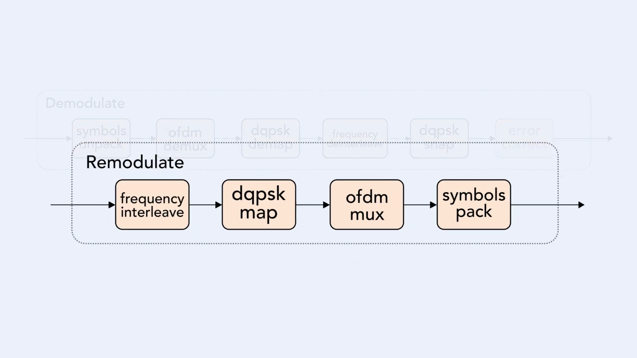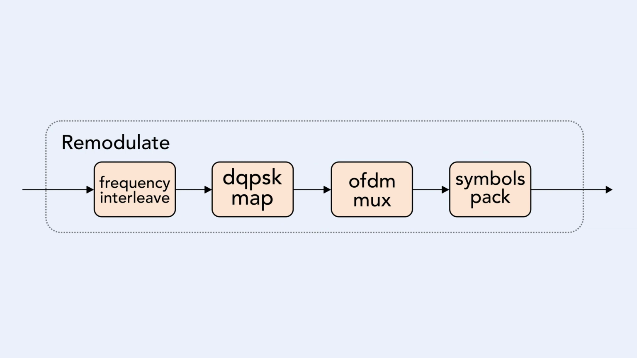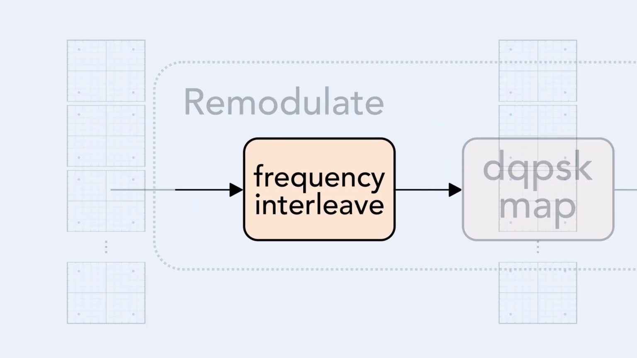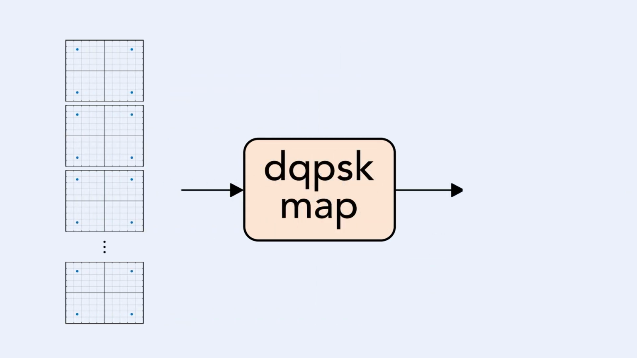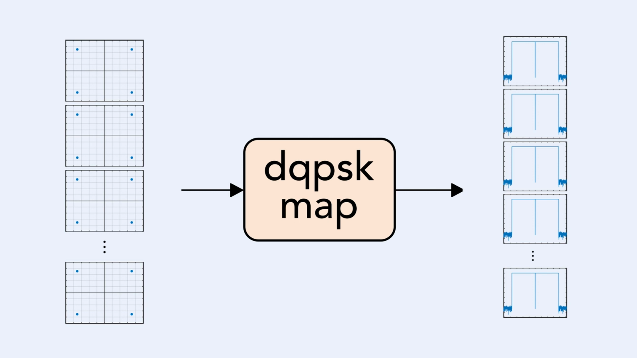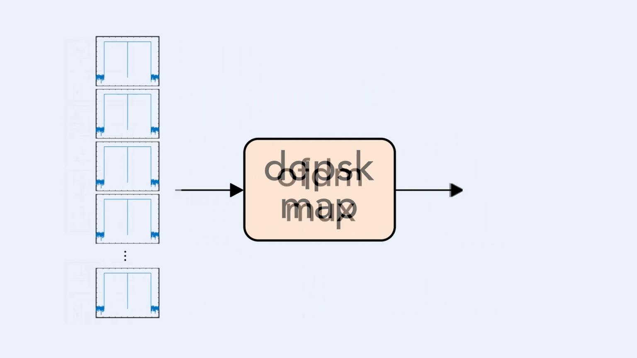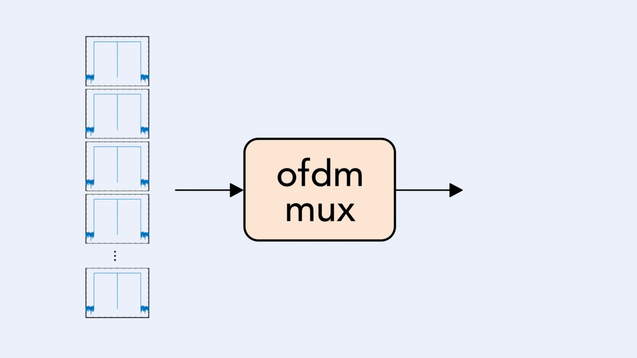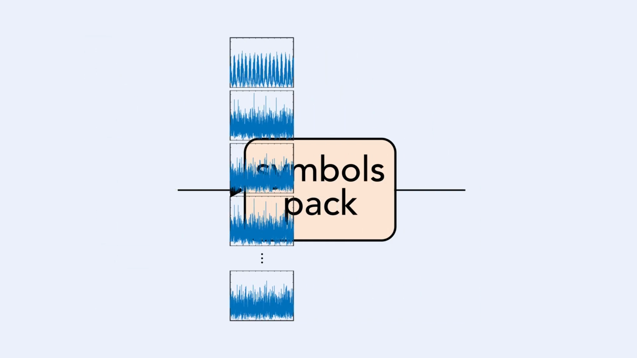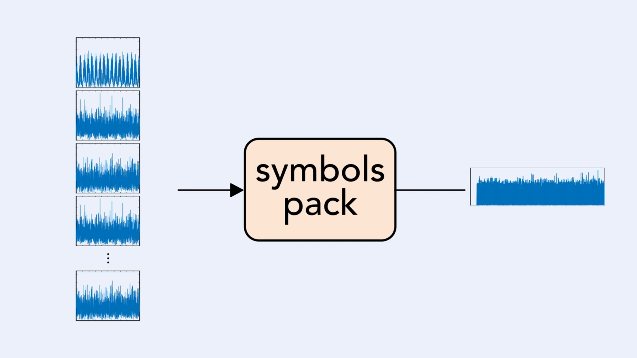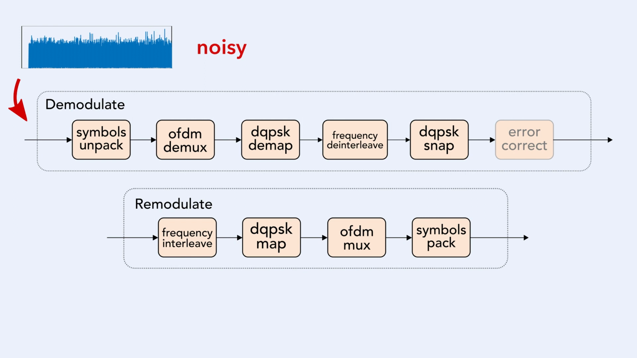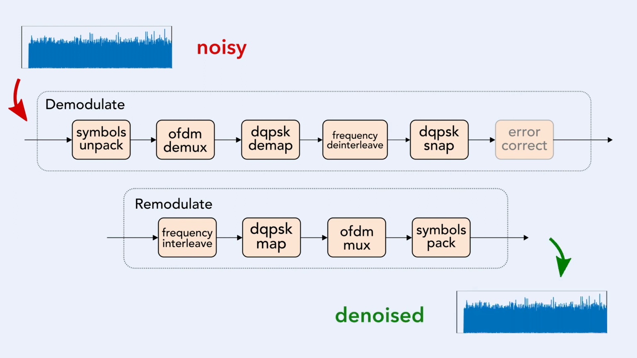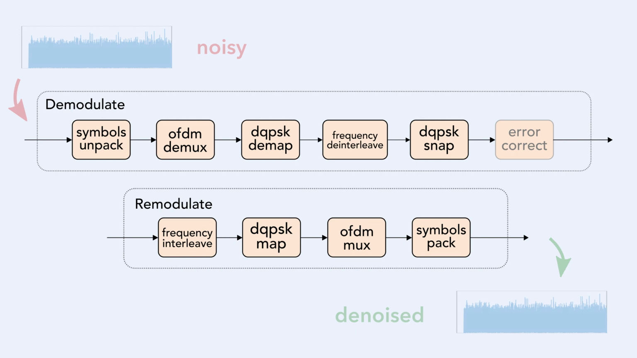As a quick overview then, firstly, the snapped DQPSK values are frequency interleaved, and then mapped back onto COFDM subcarriers via a differential modulation process. The DAB carriers are then multiplexed into COFDM symbols, which can then be repacked into a DAB frame. This concludes the process of converting a noisy DAB frame into a denoised, perfectly reconstructed equivalent.